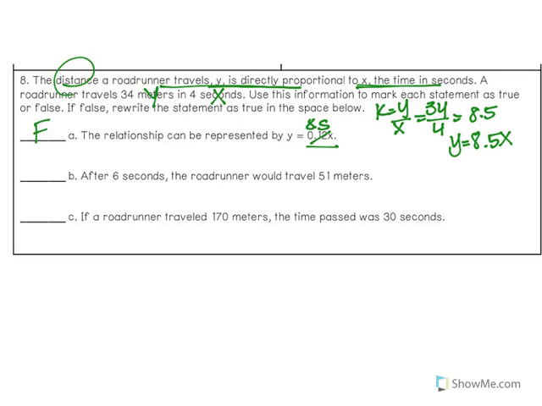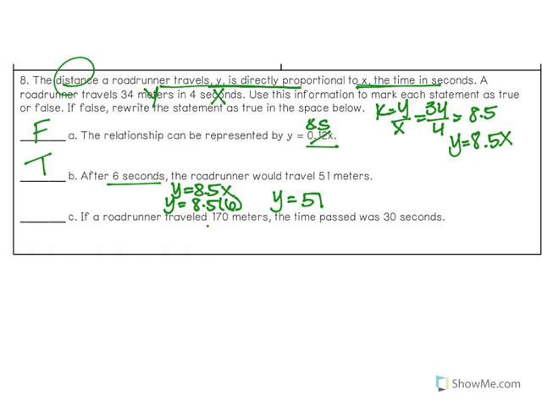After 6 seconds, the roadrunner would travel 51 meters. Well, that's time, and time is x. So y equals 8.5x. Y is equal to 8.5 times 6, and so y is equal to 51, and that would be a true statement.